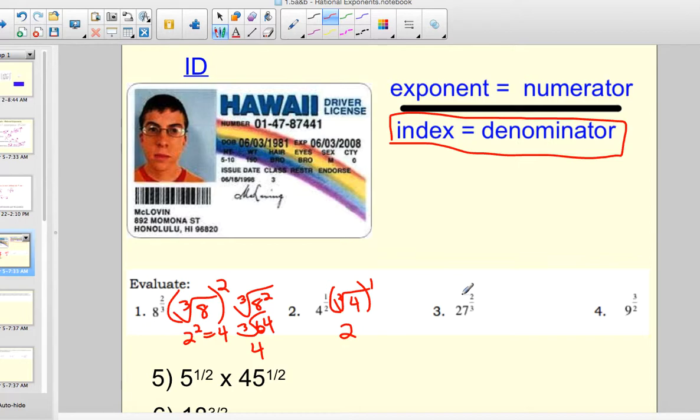27 to the 2/3, so that's the third root of 27, which we can take. So we'll take it first and then square it. Right, so it's going to be 3 squared, which is 9. And then the last one is going to be 9 to the 3/2. So index denominator, we can take the square root of 9. So we're going to do that and then cube it. So it's going to be 3 to the 3rd, which is 27. Right, so those are your answers there.